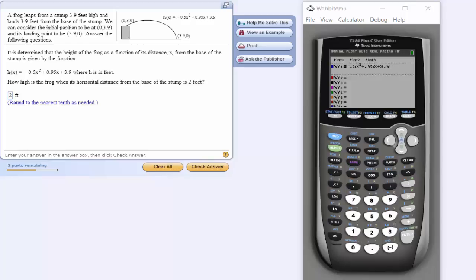Hi there. We're going to do one of my favorite problems now. Froggy jumps off a log.